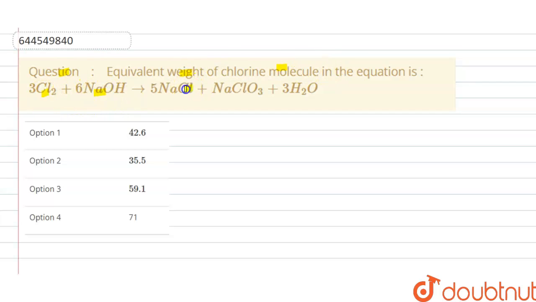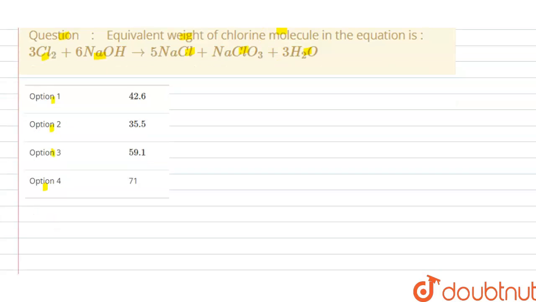Hello students, today our question is: the equivalent weight of chlorine molecule in the equation 3Cl2 with 6 NaOH gives 5 NaCl with NaClO3 and 3 H2O. ABCD options are given here, so we have to choose the correct option.